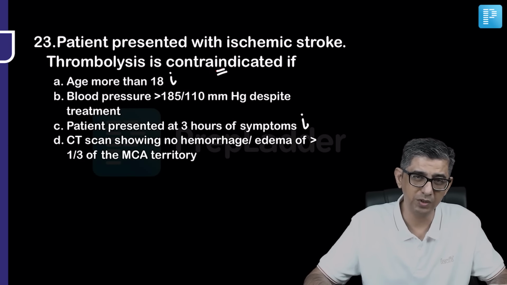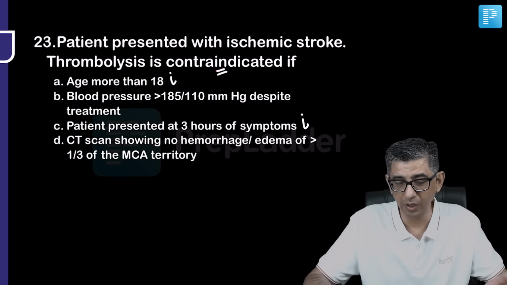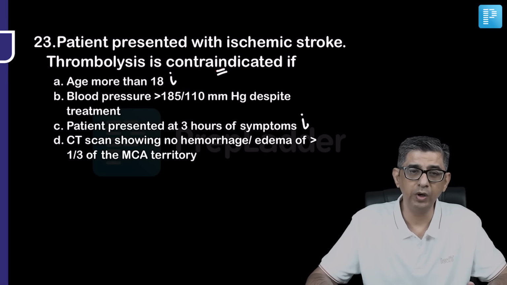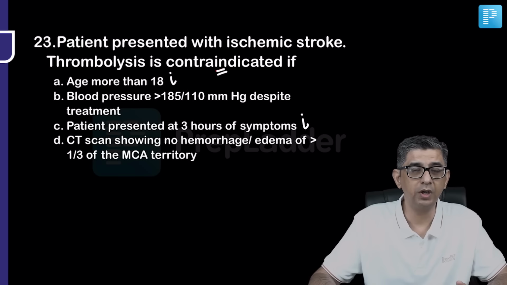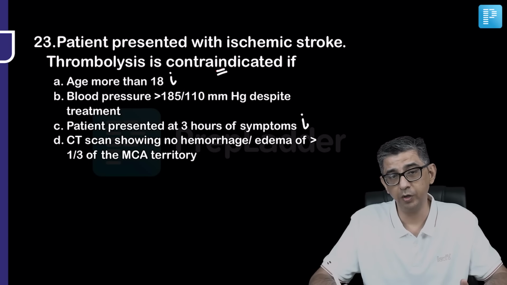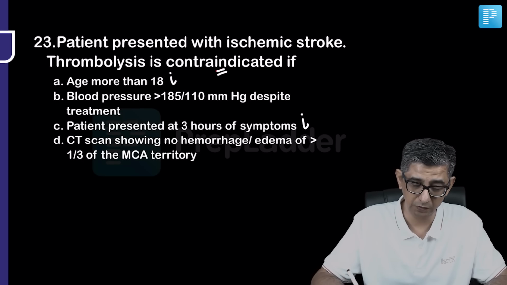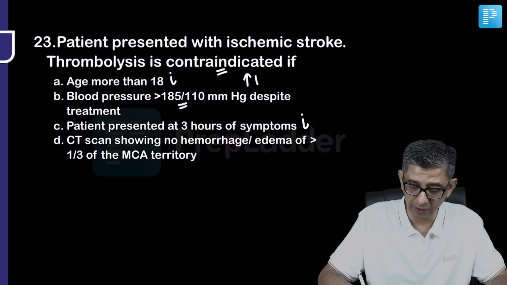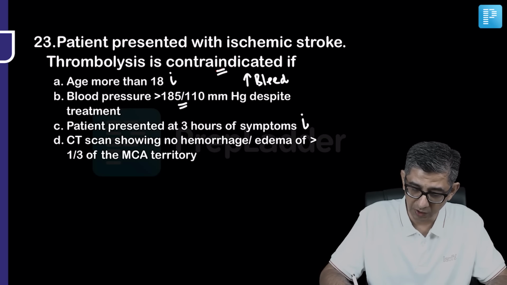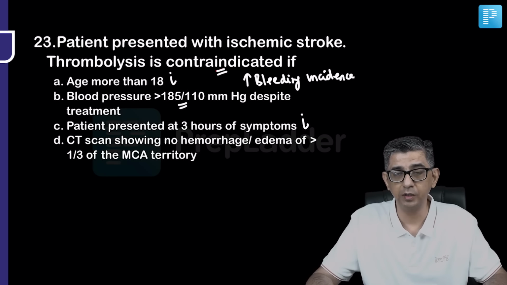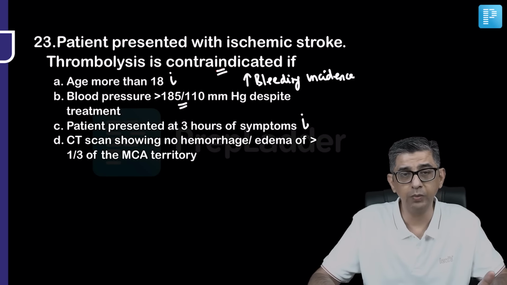In C, it's because the patient presented at 3 hours. The earlier the patient comes, the more neurons I'm able to save. Now, if I look at B, he says blood pressure more than 185 by 110 millimeter of mercury despite treatment. The problem is if I do thrombolysis with this higher BP, it will increase the bleeding incidence. It will increase the chances of development of a CNS bleed in any person.